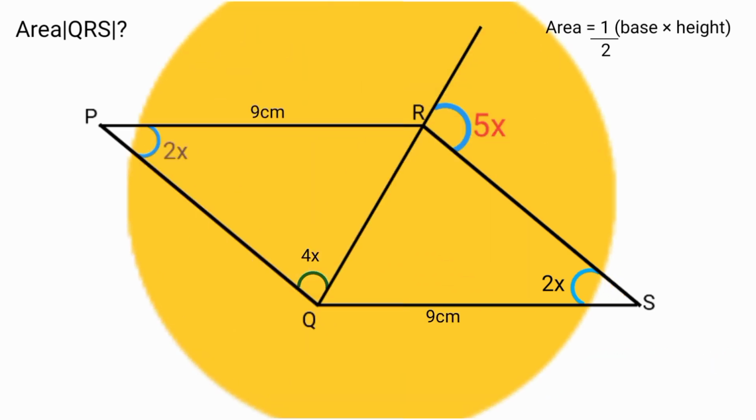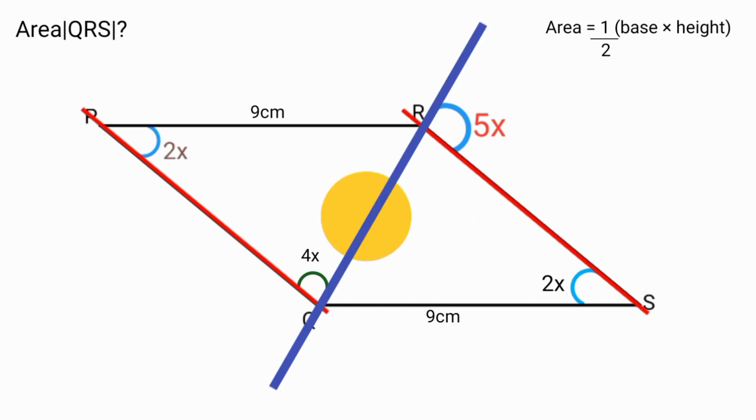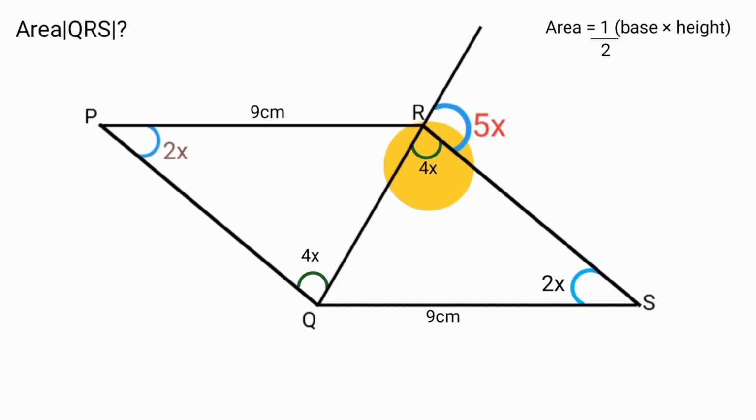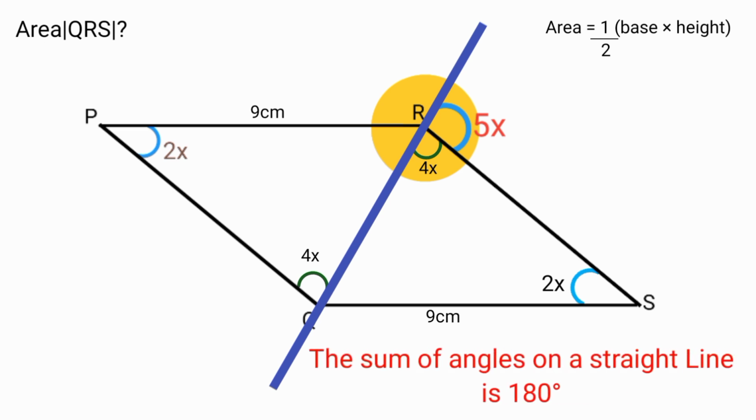Here also, if you look, since this line and this line are parallel to each other, and this line QR is a straight line intersecting both, that means this angle here and this angle here are alternate angles. And we all know that alternate angles are equal, and hence this is also 4x. So now, if you look, this angle here, 5x, and this 4x here are lying on the same straight line. And we know that the sum of angles on a straight line is 180 degrees.